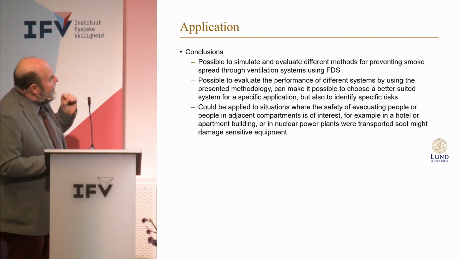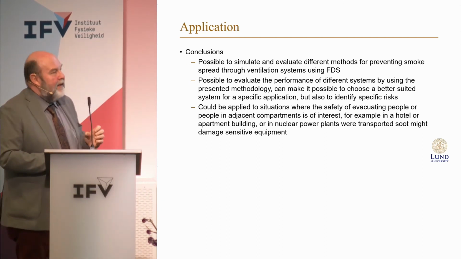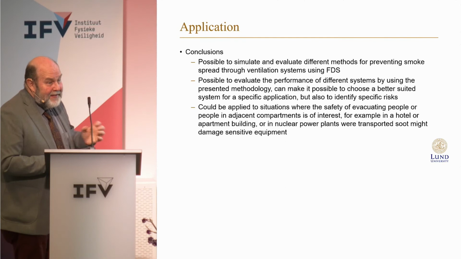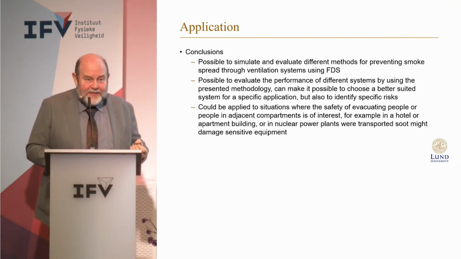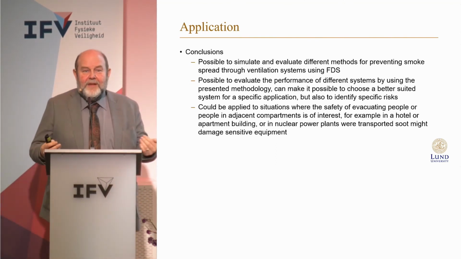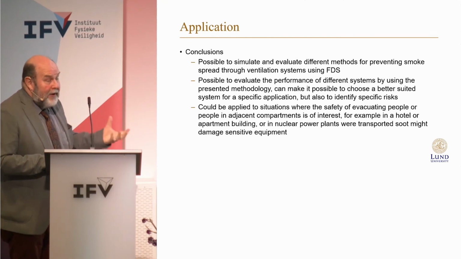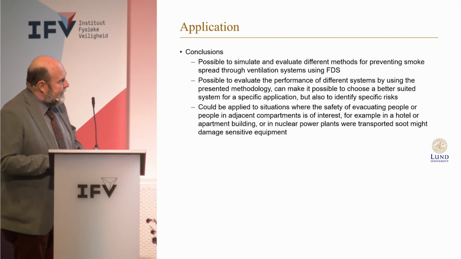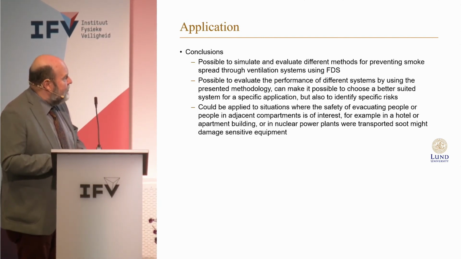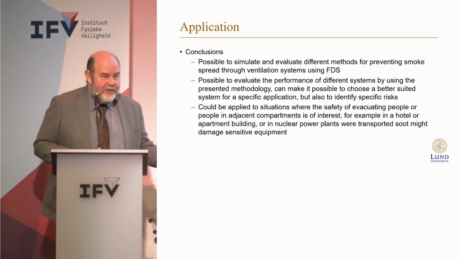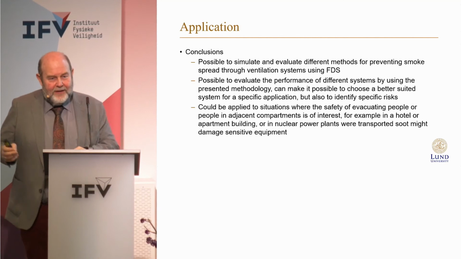So the conclusion of this application is that we could use that for a typical residential building, in preventing smoke spread. It's also to evaluate the performance of different systems by using this methodology of HVAC in FDS, so that you could have a better solution for a specific application, and also to identify the risks, both for, let's say, the occupancy, but also possibly what's happening if there would be an intervention in such a case. And of course, evacuating is the first important thing, but also the fact that you want to know what's happening in these rooms. That's important for residential buildings, hotels, and so on, apartment buildings. In the nuclear power sector, you don't want this soot spreading around and destroying electronics and so on.